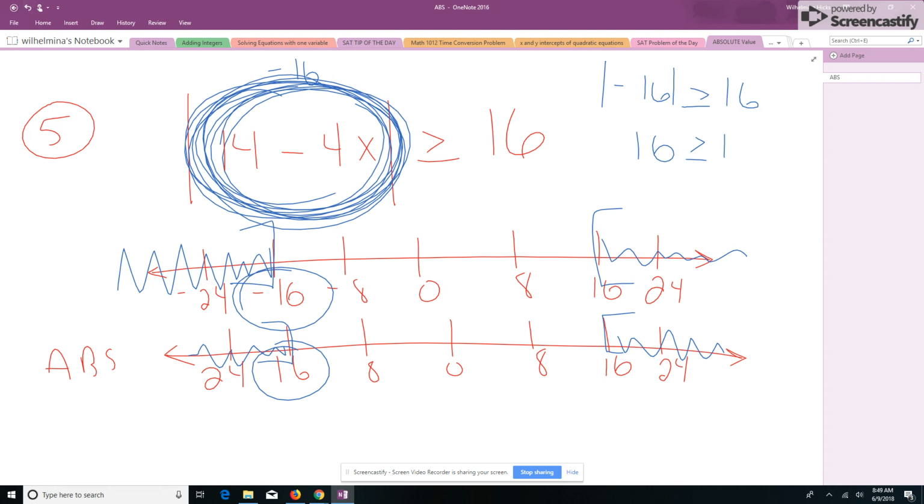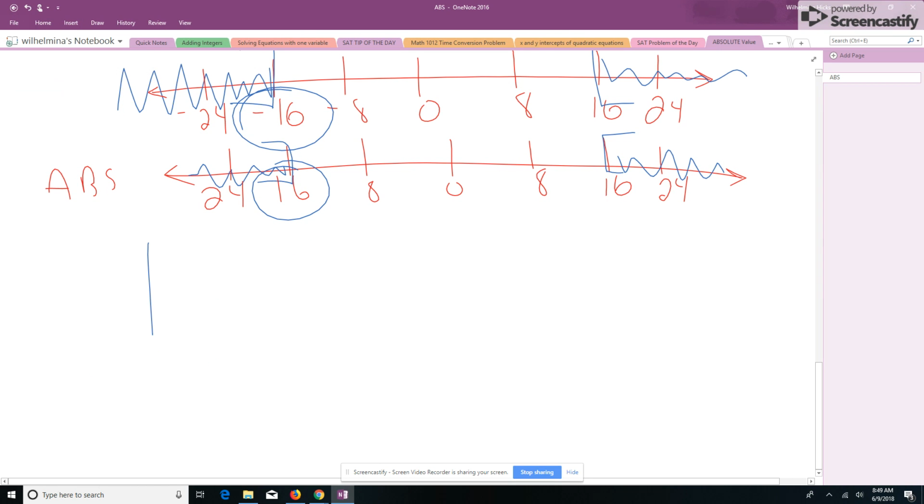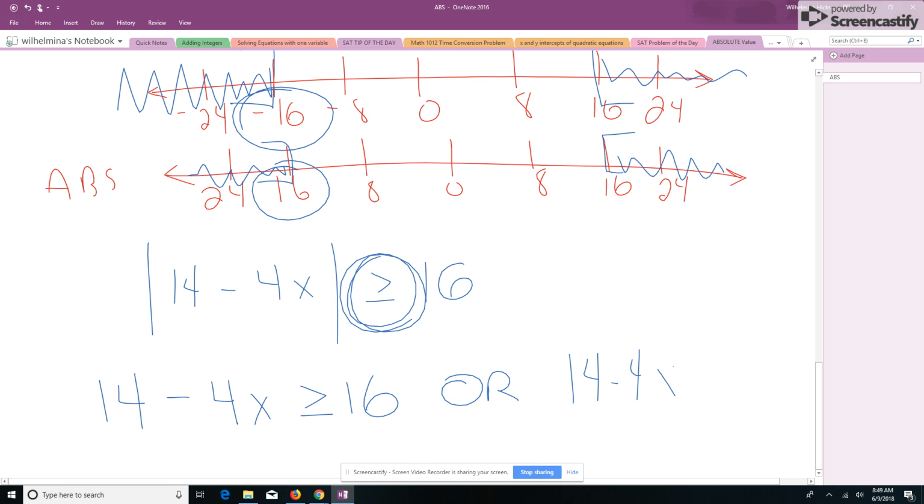All right, but what I tell students to do with the greater than, you're going to have two inequalities. To get the first one, just take away the bars. Now, since you're dealing with a greater than, it's going to be or. You take away the bars, change the sign, and make the number negative.